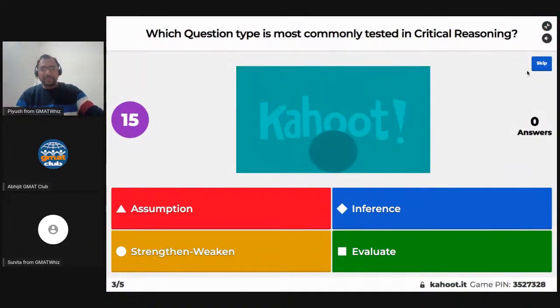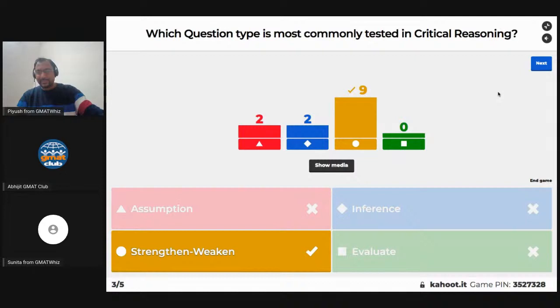Khushbu, you can see. Which question type is most commonly tested in critical reasoning? Is it assumption? Is it inference? Is it strengthen and weaken? Or is it evaluate? You have 5 more seconds, guys. Please quickly put in your answers. Okay. Great. So 13 people have answered this. Great. So Khushbu, the pin is 3527328.